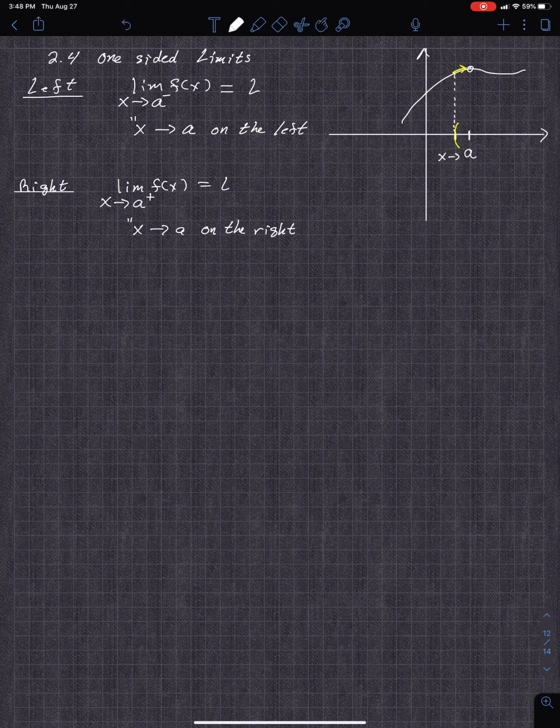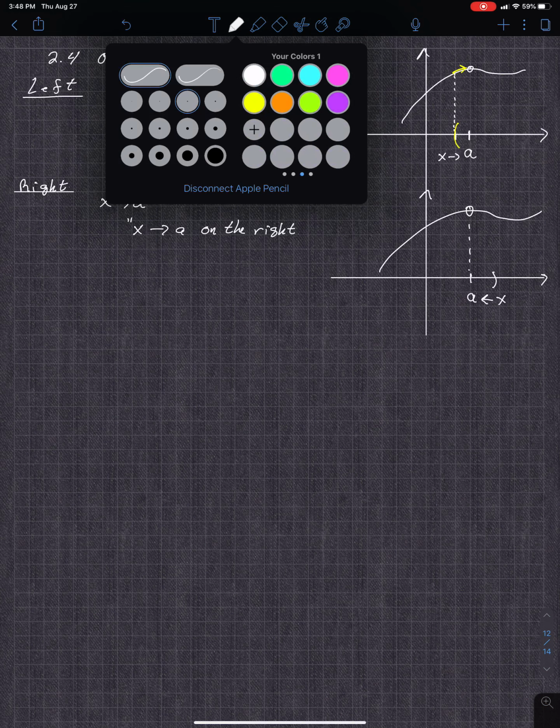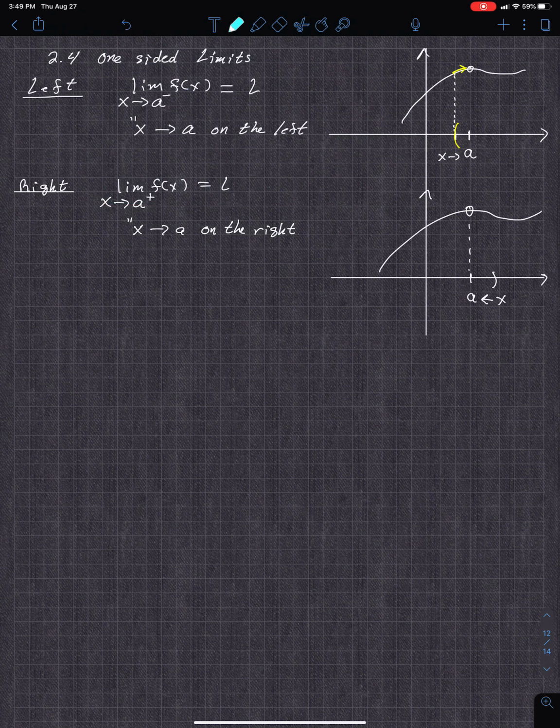For that, let's just do a little diagram here. Same kind of thing, same picture really, just on the right side. So you have some function. Here's your a, and here are your x values on the right. The function may or may not be defined there, but you're coming in on that side, like this. So that's what we mean by on the right.